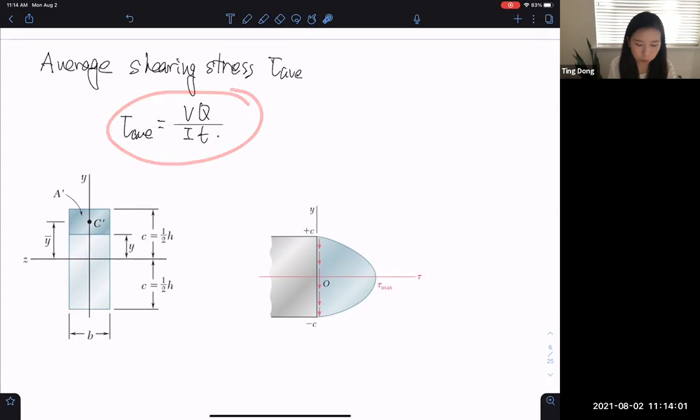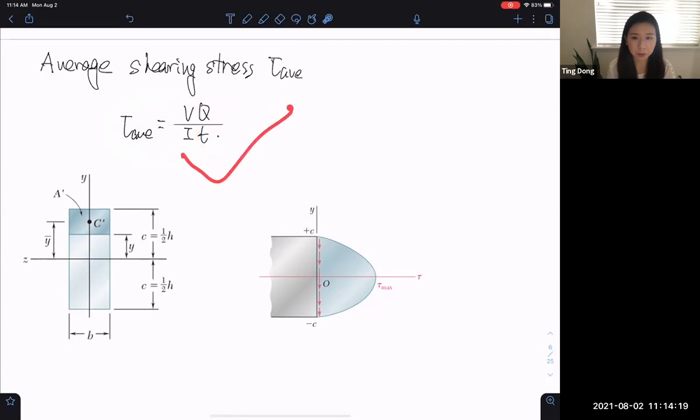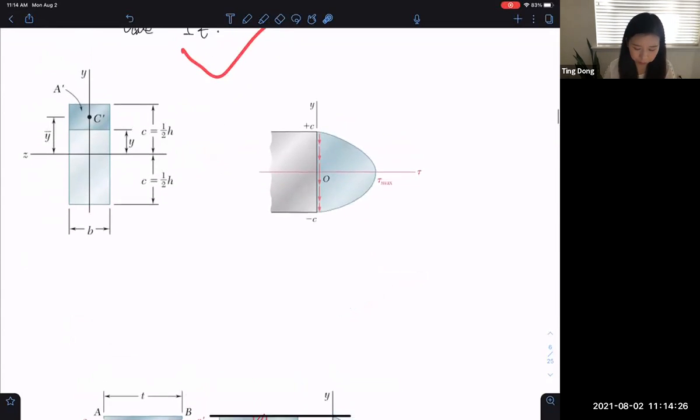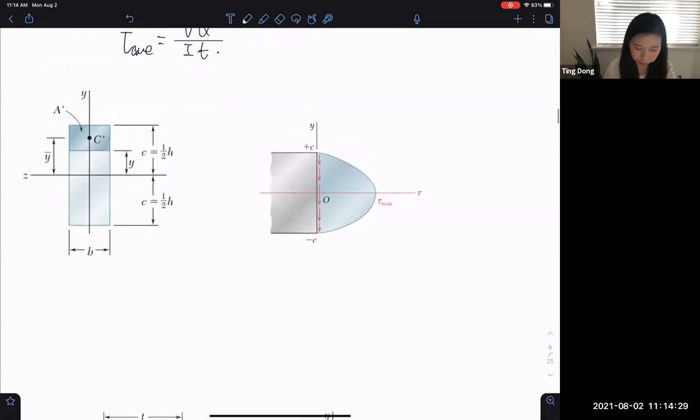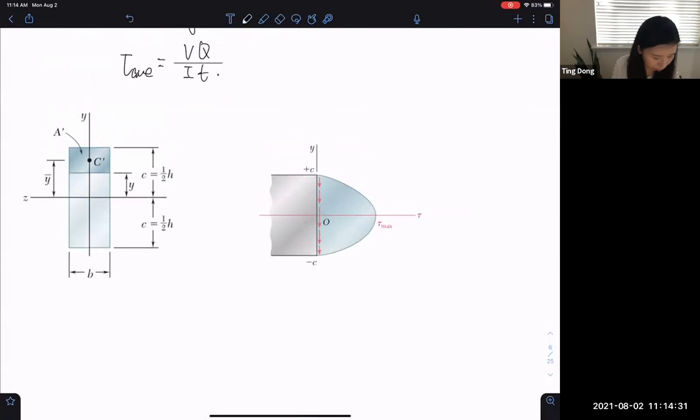We need to know the internal shear force at the point where we want to calculate this shear stress. We need to know, again, the Q and the moment of inertia of the entire cross-section, and the thickness at the point where we need to calculate the shear stress. So this is a general equation for calculating the shear stress. And of course, we also derived the equation for two special situations. One is the rectangular cross-section.